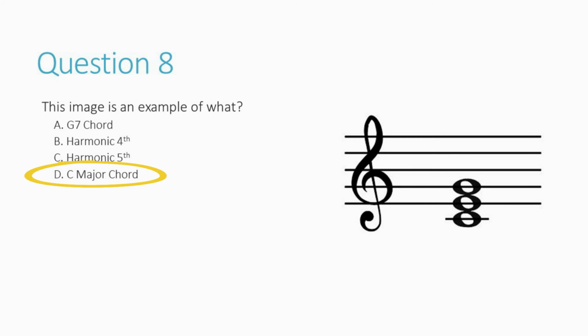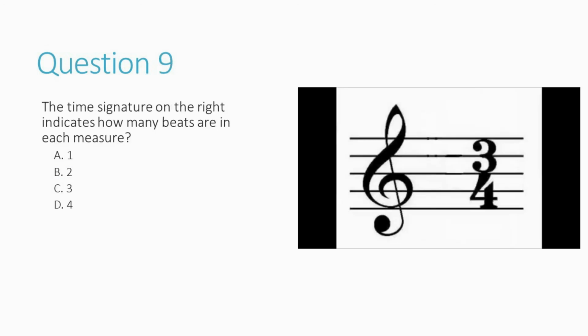Just to reiterate the difference between a chord and an interval, don't get confused, because an interval is just a measurement of two notes from one note to the next. Harmonic intervals are comprised of two notes. A chord is comprised of three notes. And in this case, it's C, E, and G.